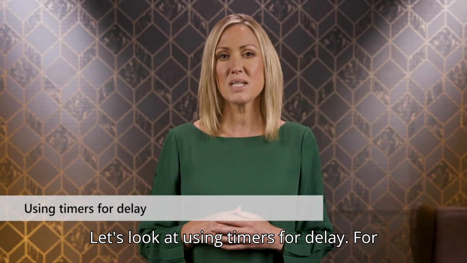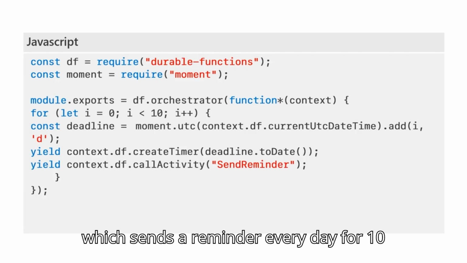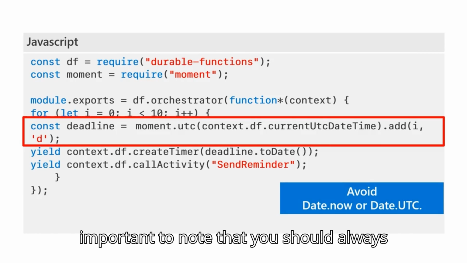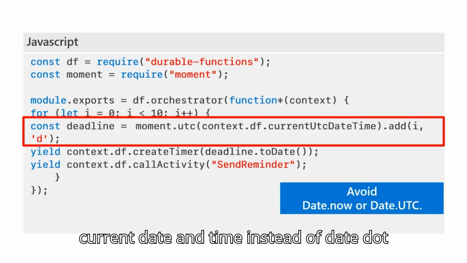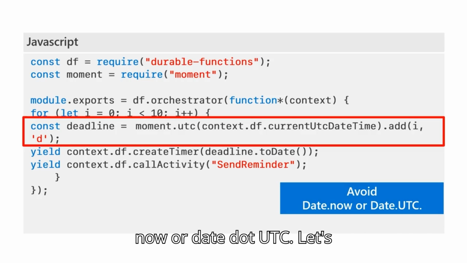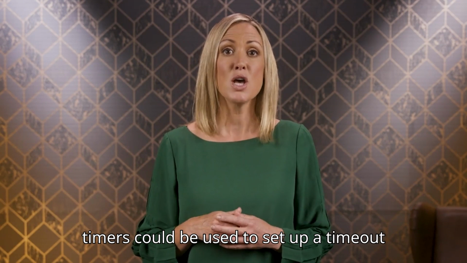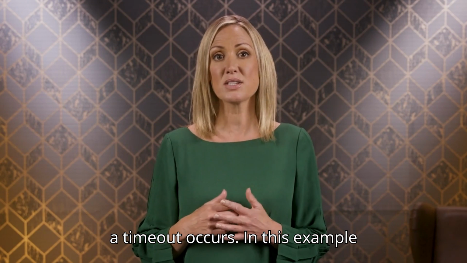Let's look at using timers for delay. For example, using durable timers for delay, which sends a reminder every day for 10 days. In your JavaScript code, it's important to note that you should always use currentUtcDateTime to obtain the current date and time, instead of Date.now or Date.UTC. Let's also explore a scenario where durable timers could be used to set up a timeout and a different path will be executed if a timeout occurs.